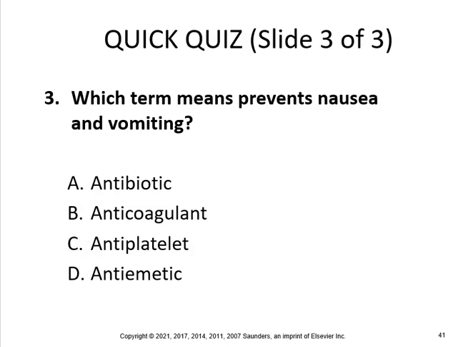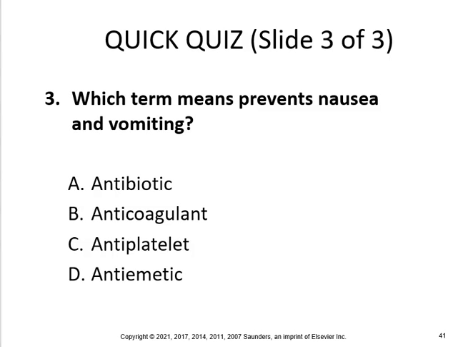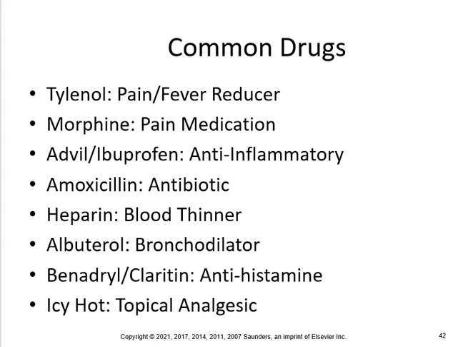Which term best prevents nausea and vomiting? That would be antiemetic. Okay, and just to end, here's some common drugs that you might be familiar with, such as Tylenol, which is acetaminophen, pain and fever reducer. It doesn't do anything for anti-inflammatory, so if you have inflammation, you would take Advil, which is the brand name, but the generic name is ibuprofen. Motrin is also ibuprofen.